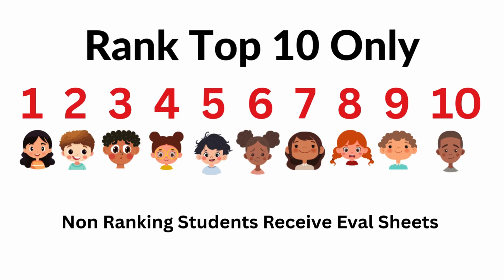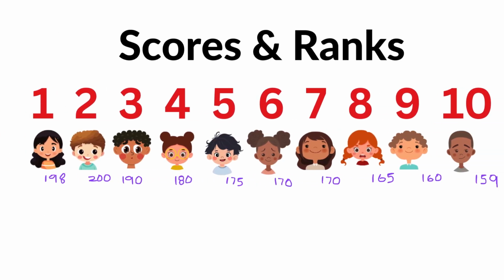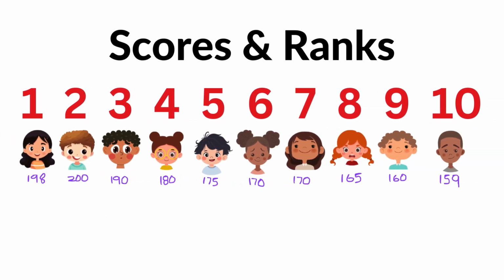All students, even those not in the top 10, will still receive their evaluation sheets with your comments and scores. This way, every student gets feedback on their work, but the official ranking only needs to cover the top 10 competitors. Most of the time, the scores and the rankings will line up. The students with the highest totals will usually take the top spots. But that's not always the case.